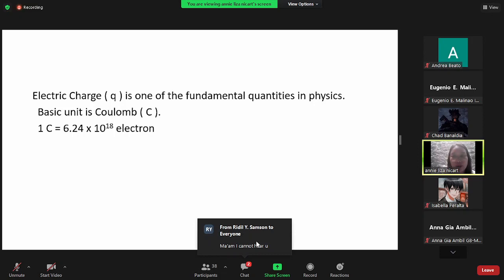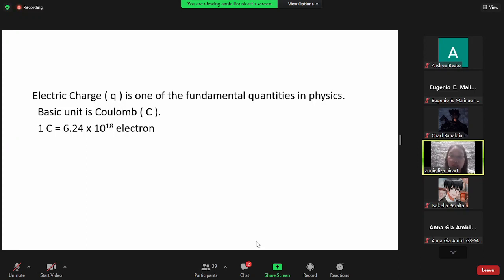Okay, 1 coulomb is equivalent to 6.24 times 10 to the 18th power number of electrons. So maraming electrons yung magpo-comprise ng isang coulomb na charge. More than billions. Ilan yan? 624 and then 16 zeros. Masyadong madami, ha?